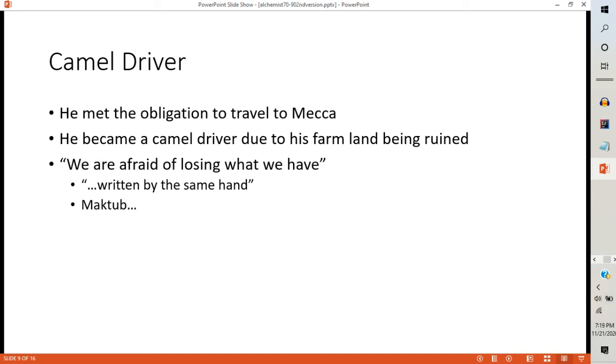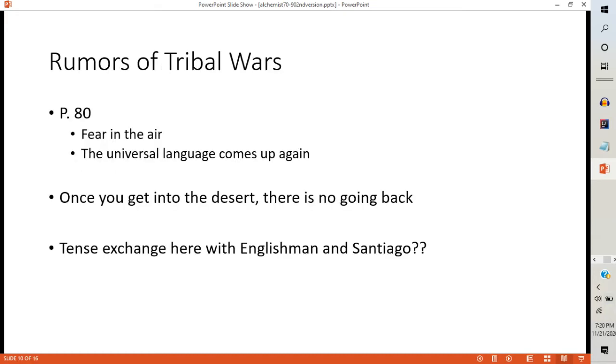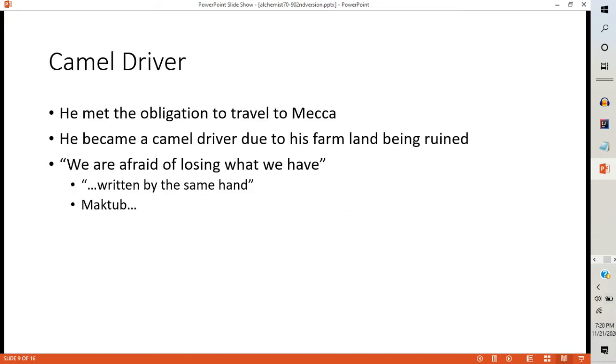Maktub. It is written. Here we're introduced on page 79 to something here. There were these strange hooded men that would appear. They were Bedouins who did surveillance along the caravan route. They provided warnings about thieves, barbarians, tribes. They came in silence, departed the same way.